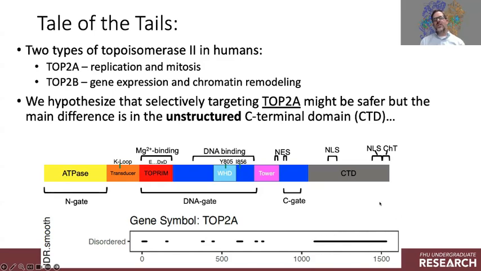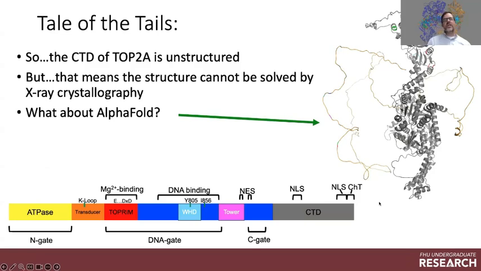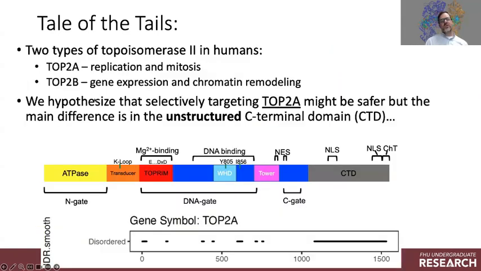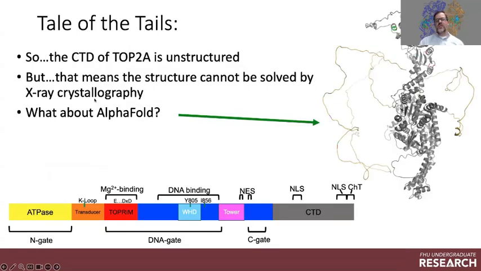So the question is, what's going on at the tail, and does that help us in any way? So we think it's unstructured. That means X-ray crystallography and cryo-EM really struggle to actually give us any information on that. Sorry, I'm jumping around here. And when we put it in AlphaFold, just the basic AlphaFold version, if I can call it basic, right, it gives us this look right here, where the C-terminus is just a squiggly line.